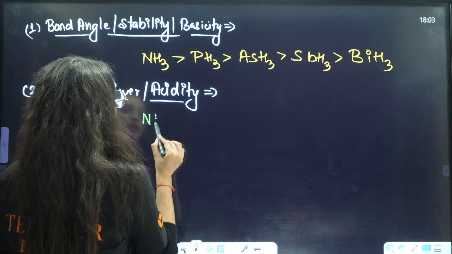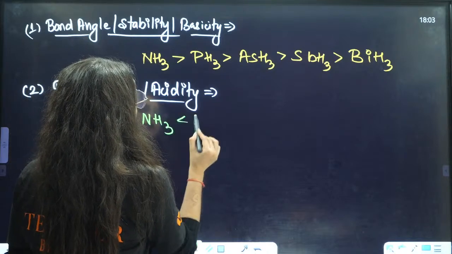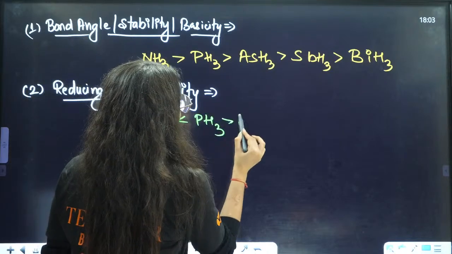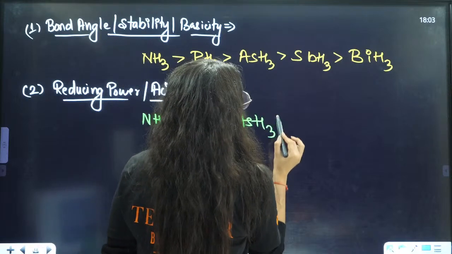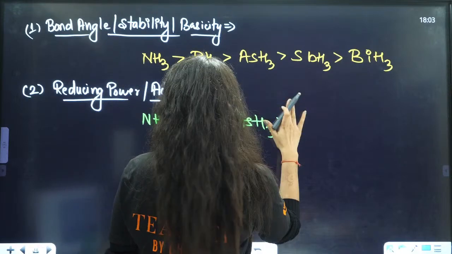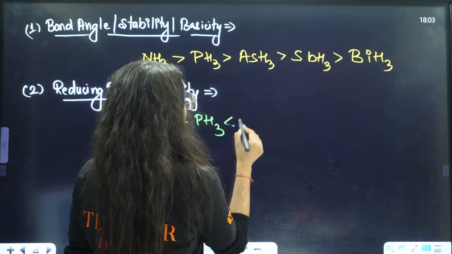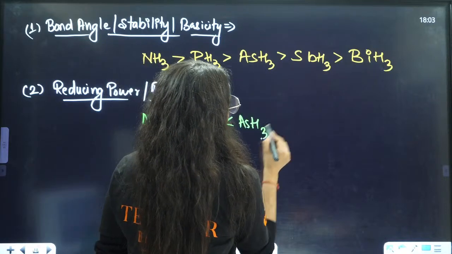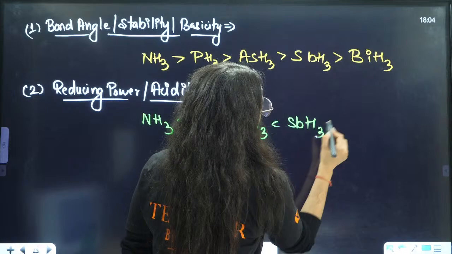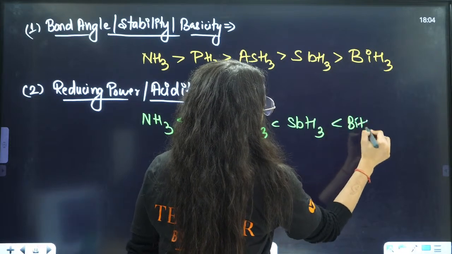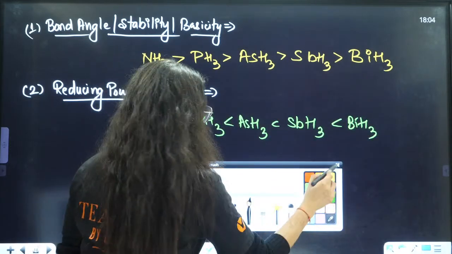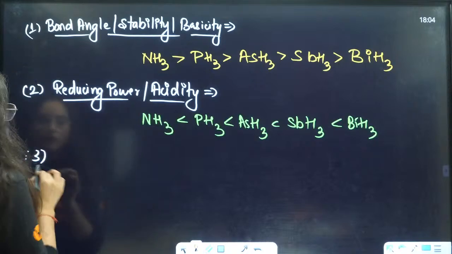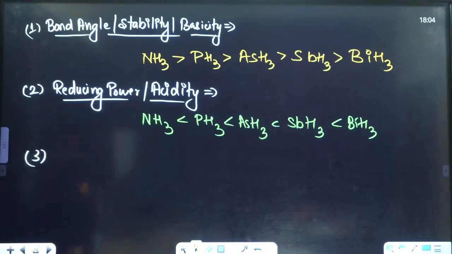So it will be NH3, then you have PH3, then AsH3, then SbH3, then you have BiH3, right? It is increasing. So that becomes the second order. Third order is melting point and boiling point, right?